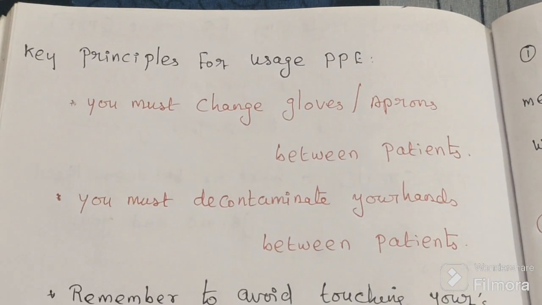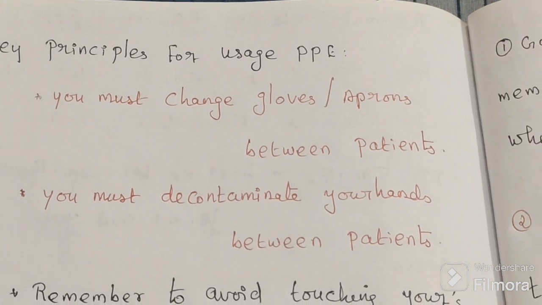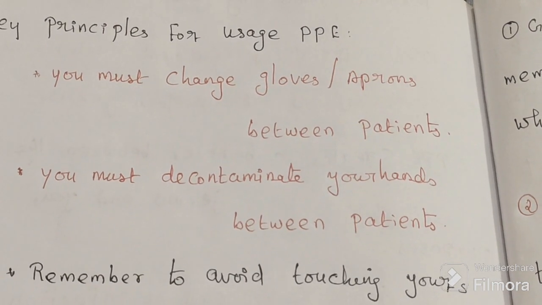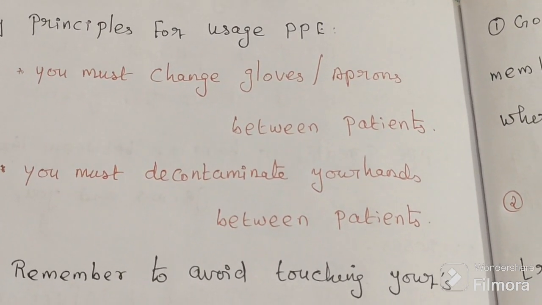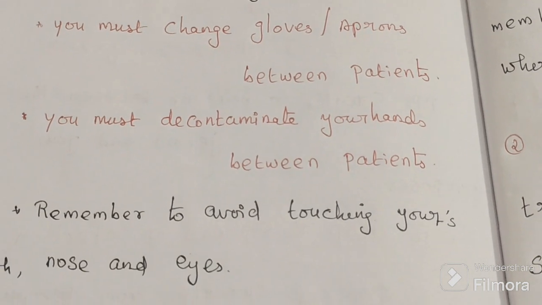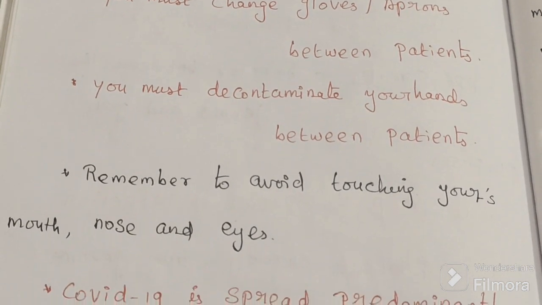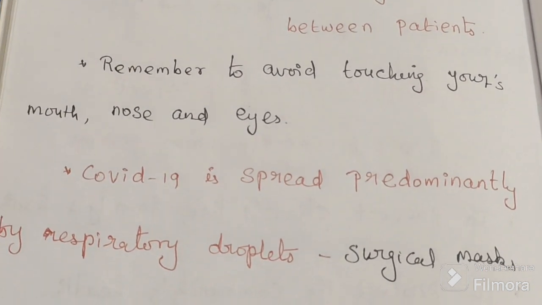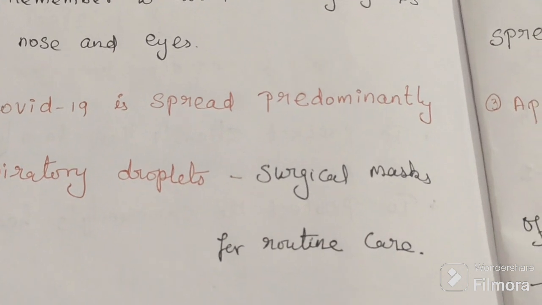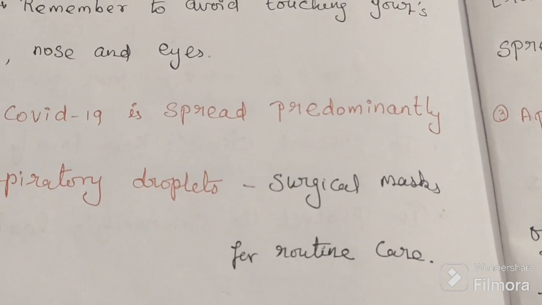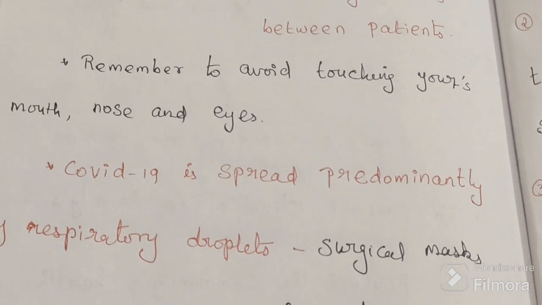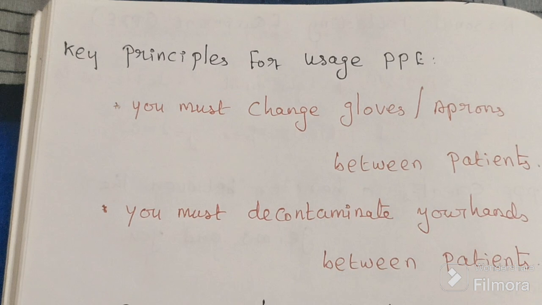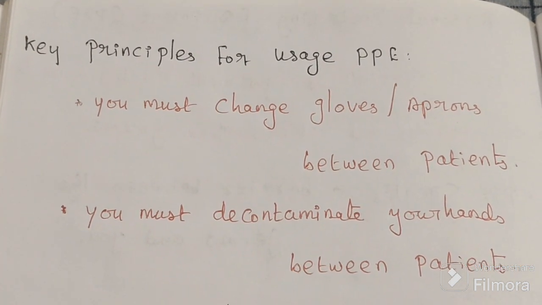So here, what are the principles of use? We must change gloves or apron between patients, then decontaminate our hands between patients, then avoid touching mouth, nose and eyes. COVID-19 spreads predominantly by droplet, so we can use a surgical mask for routine care. These are the key principles for usage of personal protective equipment.